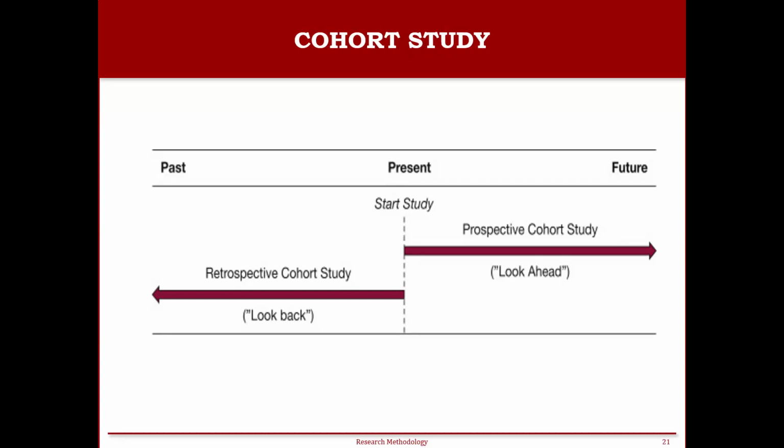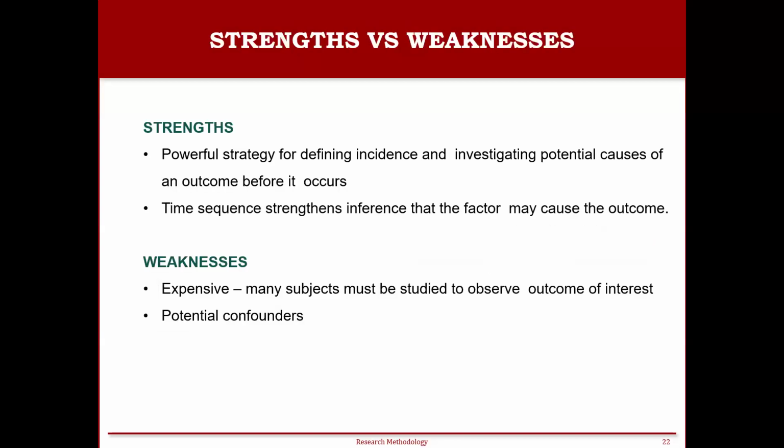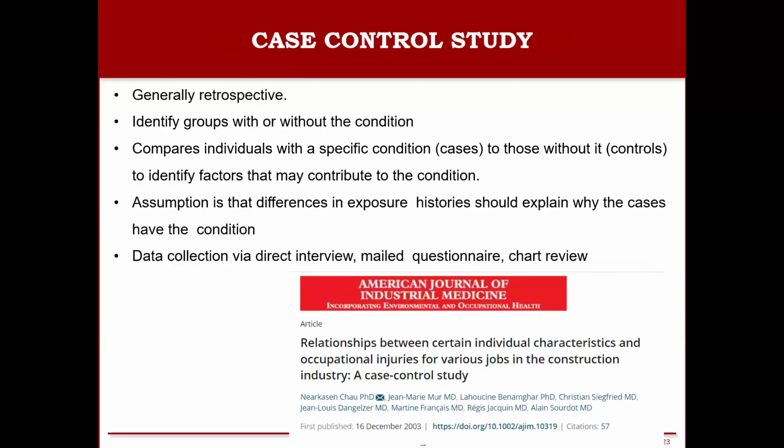A cohort study, practically you can't do, because you only have a maximum of 5 to 6 months for your research study. Maximum 6 months you have for your final research. So you don't have enough time to continue a cohort study. But it is good to have this knowledge of cohort studies. The strengths and the weaknesses I have stated here, so you can read them out.